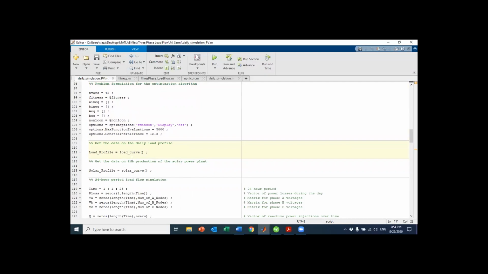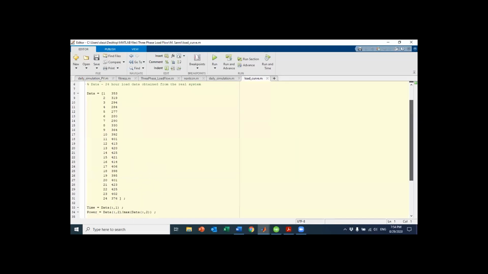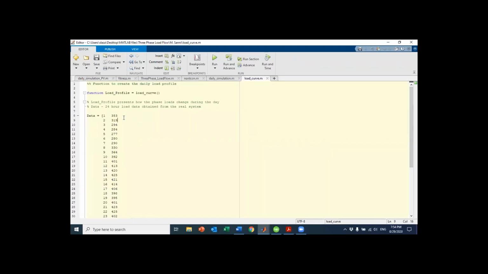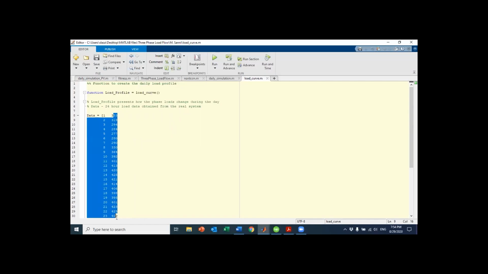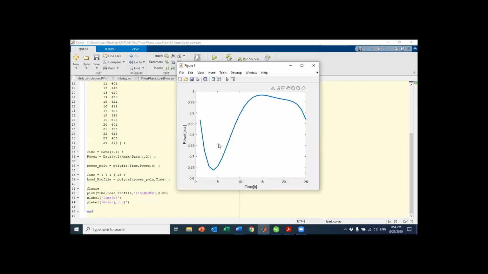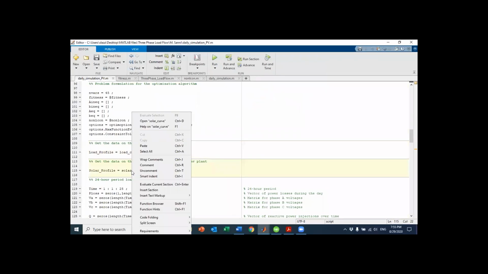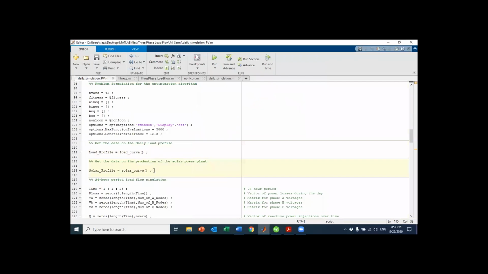Now we get the data on the daily load profile. So what is the function load curve? The function load curve consists of real-time data. So this is data from real time about loads in the system. And if we run this function, we will get the daily load profile. So this is how the loads in the system change during the day. So the load for an interval, let's say the load at 5 hours, will be the load which is given in the system, let's say 10 kilowatts times 0.65. So this is how the loads change in the system. And after the loads in the system, we need to know how the production of the PVs changes during the day.